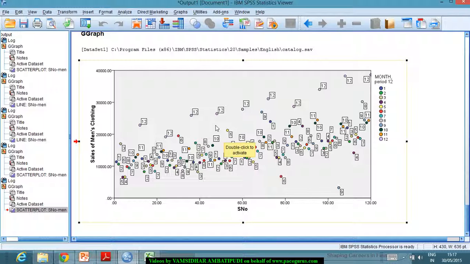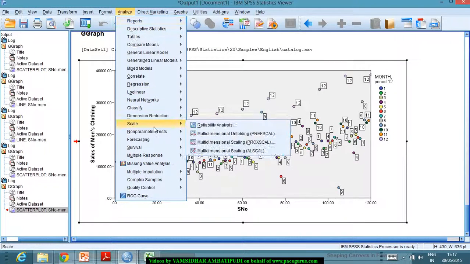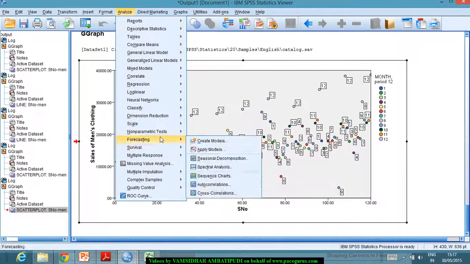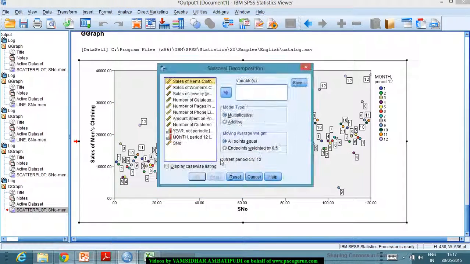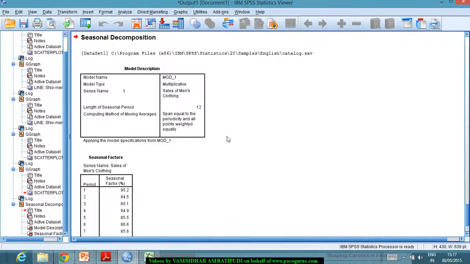Of course, even without the graph, with a few other things also, we can very well analyze the presence of seasonality, wherein I can go into the analyze forecasting options and do a seasonal decomposition of the data. That's a different way. I'll do a seasonal decomposition of this male data, right? Once I do a seasonal decomposition of the male data, I'm getting a few more outputs.